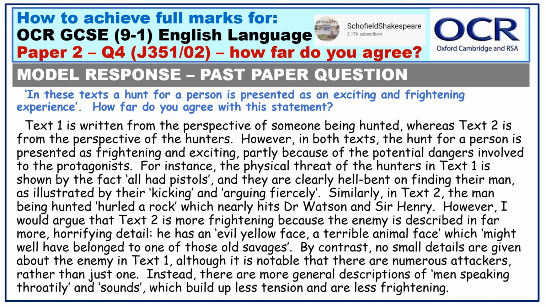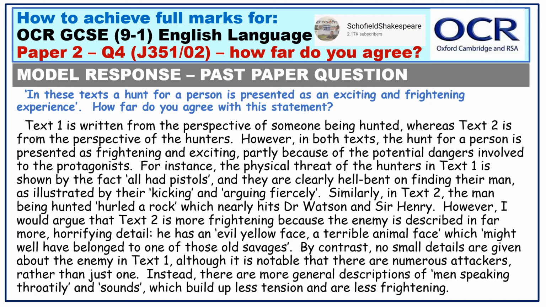Similarly, in text 2, the man being hunted hurled a rock, which nearly hits Dr. Watson and Sir Henry. However, I would argue that text 2 is more frightening because the enemy is described in far more horrifying detail. He has an evil yellow face, a terrible animal face, which might well have belonged to one of those old savages.